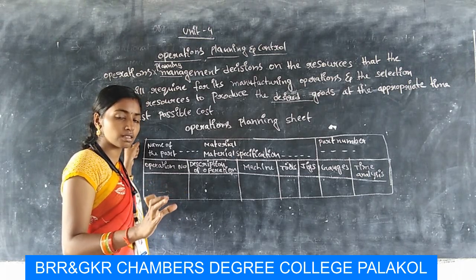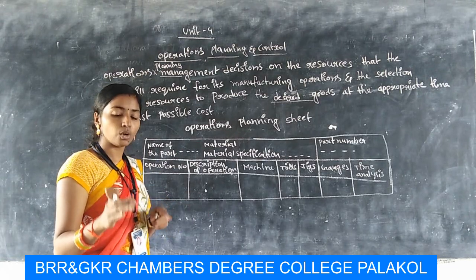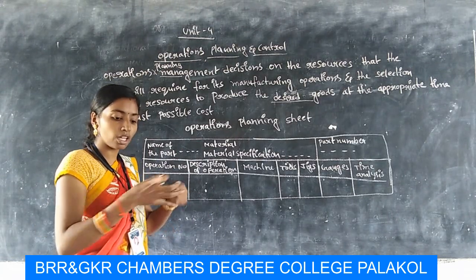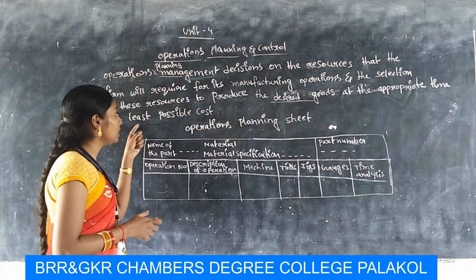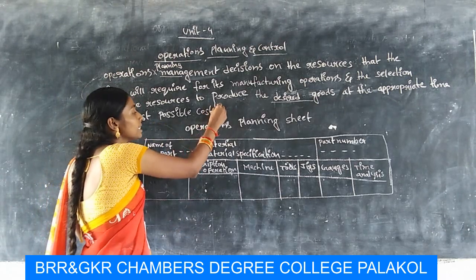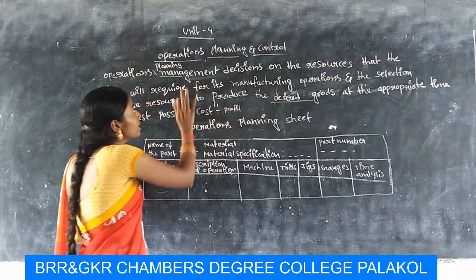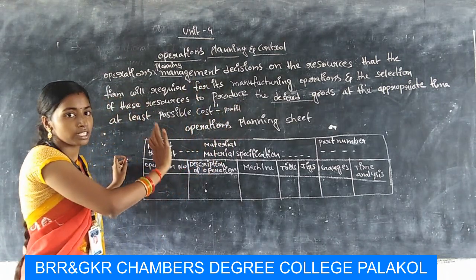You have to acquire resources, and you convert those resources into product, and you have to sell that product to the customer. All this process may involve least possible cost, which leads to increased profitability of the organization. So it is the definition of operations planning.